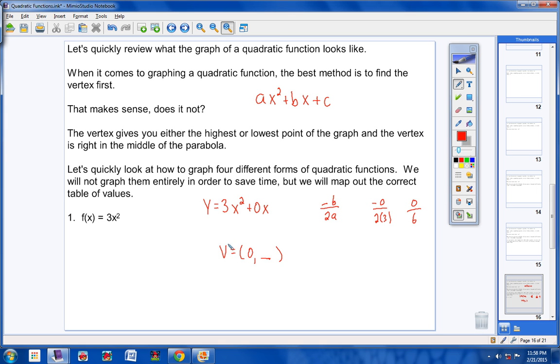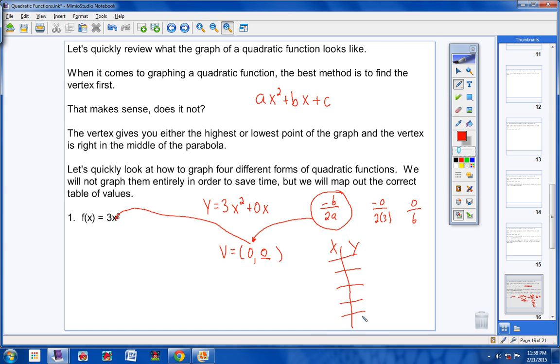Let's go over this again. Anytime you want to find the vertex of a parabola, of a quadratic function, you use negative b over 2a. Once you do that and you get a number out, that's the x value. Now take that number, put it back in for x, and get out the y value. And of course, if you put 0 in here for x, 0 times 0, 0 times 3 is 0. You'll get 0.